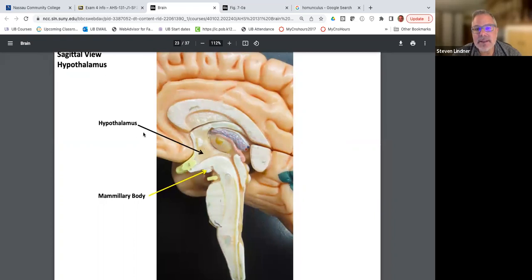Just below it is the hypothalamus. Remember, hypo means below. So this is the thalamus, hypothalamus. The hypothalamus is controlling the autonomic neural system. In lecture, you'll refer to it as the ANS. The ANS stands for Autonomic Neural System. The two main divisions of the autonomic neural system are what we call sympathetic and parasympathetic.